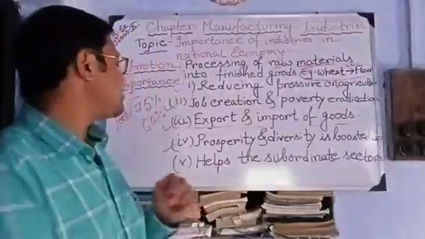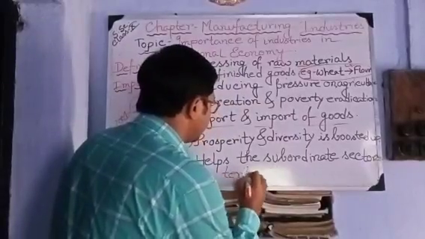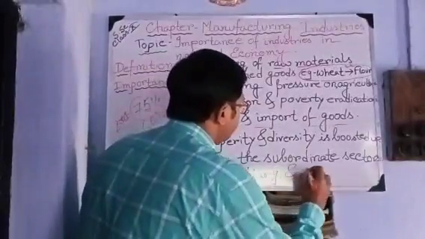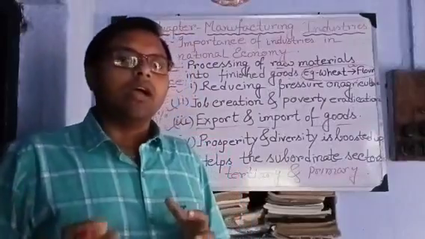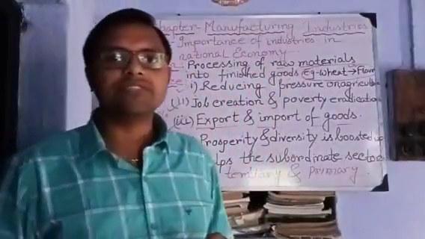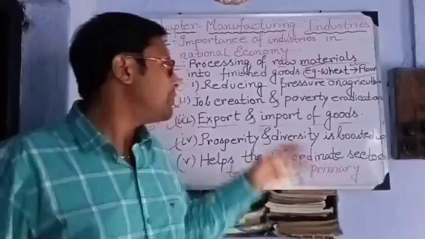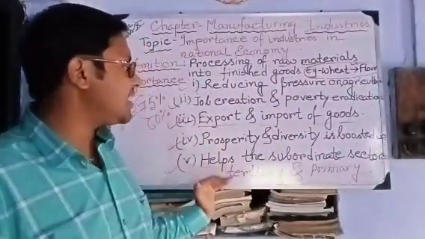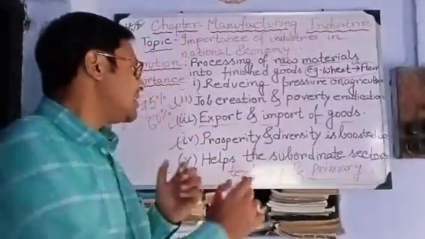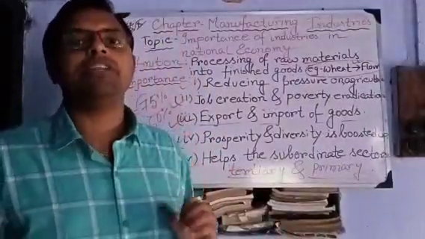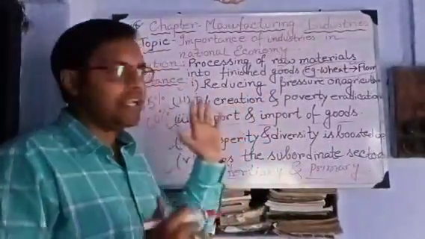And the last, final point: it helps the subordinate sectors. What are the subordinate sectors? The tertiary sectors and basically the primary sectors. Commercial farming is totally dependent on manufacturing industry. Different types of commercial crops are produced based on manufacturing industry. Food parks are being established based on manufacturing industries. So manufacturing industries help primary sectors of economic activity like different types of agricultural systems, as well as tertiary sectors like banking, transport and communication. All these activities are directly or indirectly dependent on manufacturing industries.